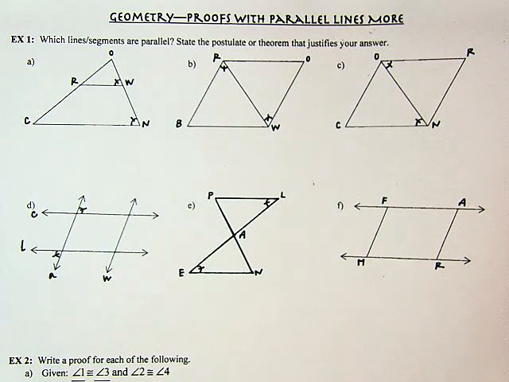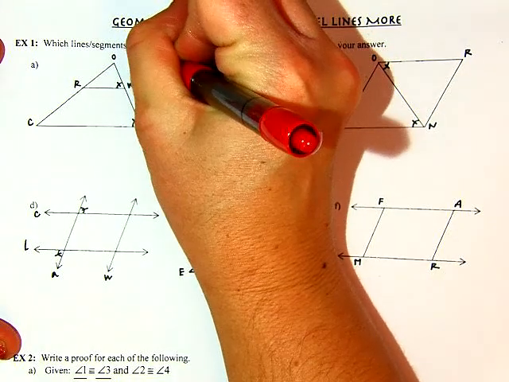All right, you guys, today we are doing proofs with parallel lines more. And where I'm starting this off is in example 1, I'm saying which lines or segments are parallel. State the postulate or the theorem that justifies your answer. So what I want to remind you is that we're trying to prove that we have these parallel pathways.